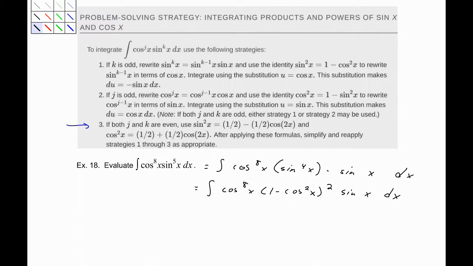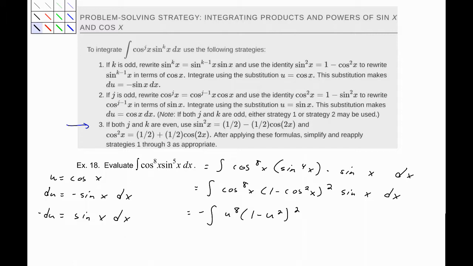Alright, doing a little bit of algebra. Actually, we'll go ahead and do our u substitution. That will make this easier. Cosine x for u, since we have our lone sine over there. That way we get negative sine x dx, or negative du is sine x dx. Okay. We want that lone sine, or that cosine, the one that's by itself, we want that to be our du. So choosing the other one makes a lot of sense. Okay, so this will be negative integral of u to the 8th times 1 minus u squared, squared du.